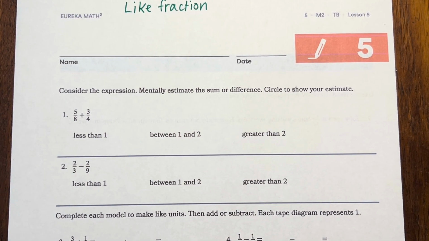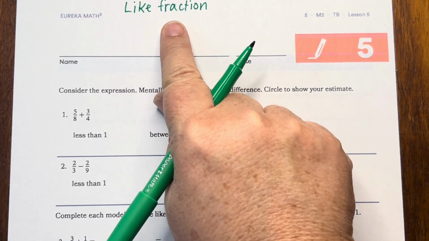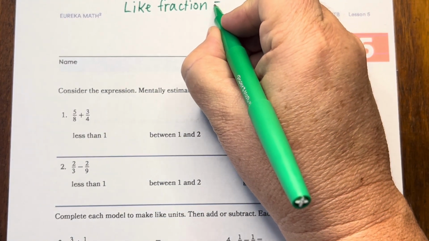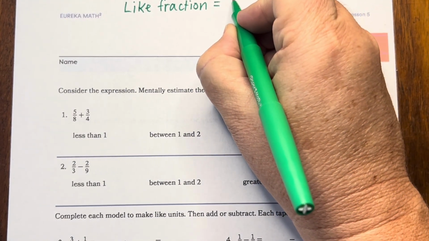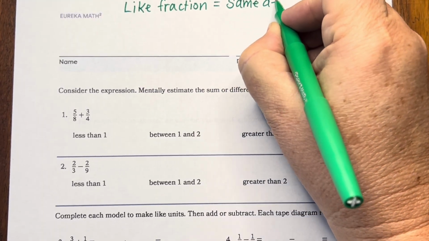Okay, fifth graders, we're going to continue into our world of fractions today, and we're going to begin to really talk about adding and subtracting fractions. There's a term we're going to be hearing over and over again, and that is the term like fractions. Like fractions are fractions that have the same denominator.